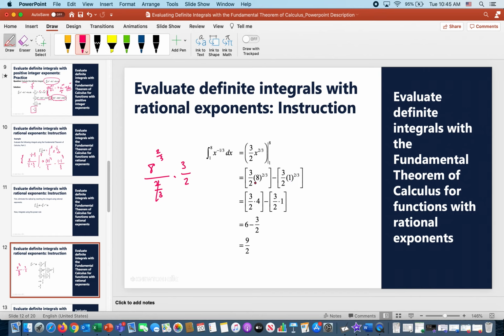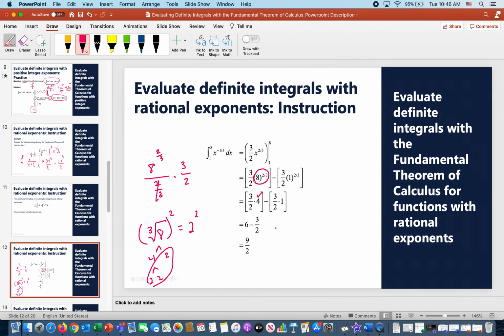Now, let's talk about how to evaluate 8 to the 2/3. So we're going to take 8 to the 2/3 and rewrite it as the cubed root of 8 squared. If I take 8 and break it up, I can find its cubed root like so. So the cubed root of 8 is 2, and when I do 2 to the second, I get 4. And then 1 to any power is just going to be 1.